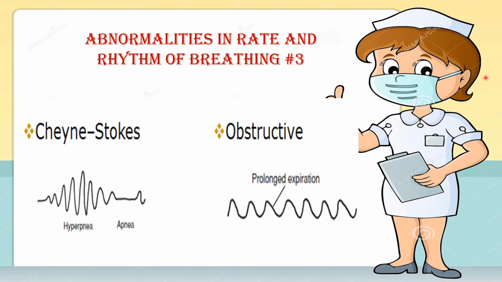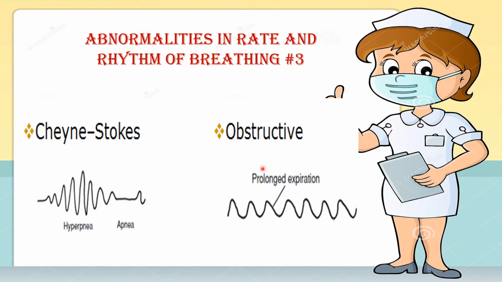Another abnormality in the rate and rhythm is Cheyne-Stokes breathing, wherein periods of deep breathing alternate with periods of apnea. As you can see here, there is a period where no breathing happens. This pattern is normal in children and in older adults during sleep. The usual causes include heart failure, uremia, drug-induced respiratory depression, and brain injury.